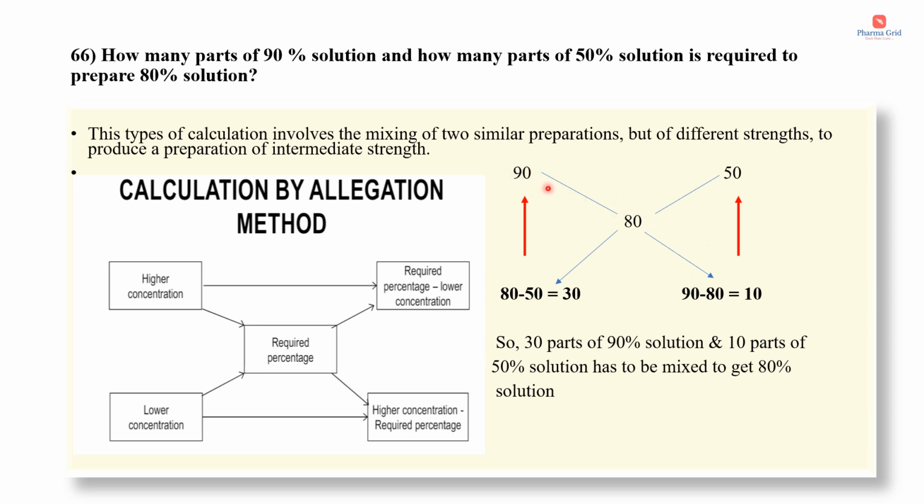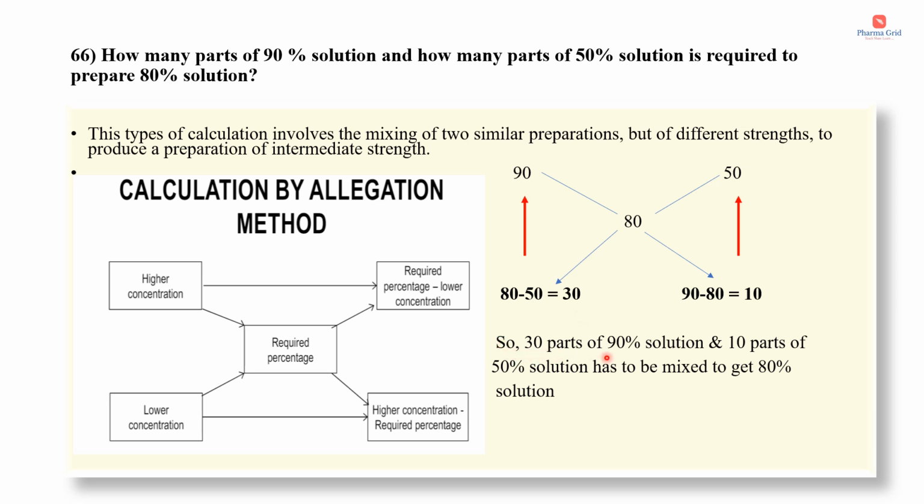That is higher concentration minus the required percentage: 90 minus 80 is equal to 10. And here, required percentage minus lower concentration: 80 minus 50 is equal to 30.